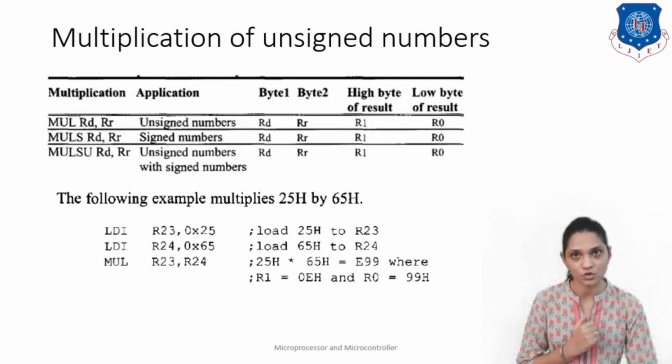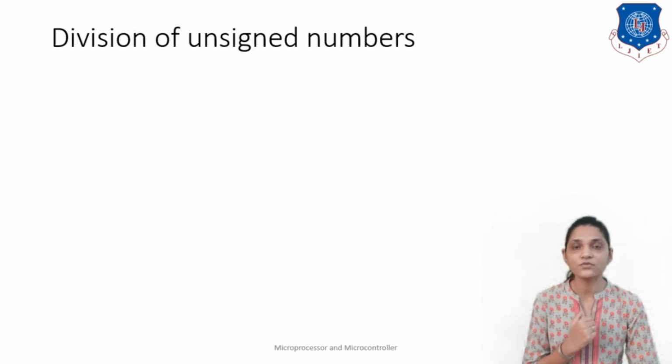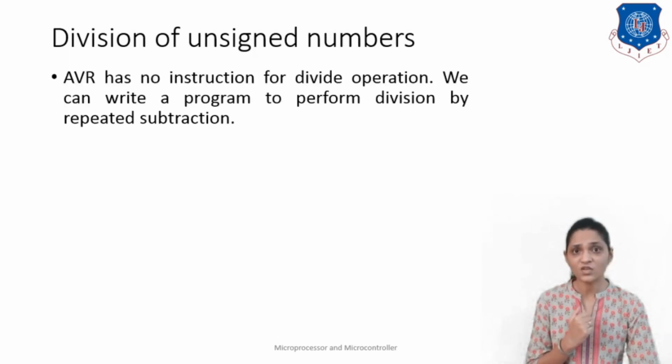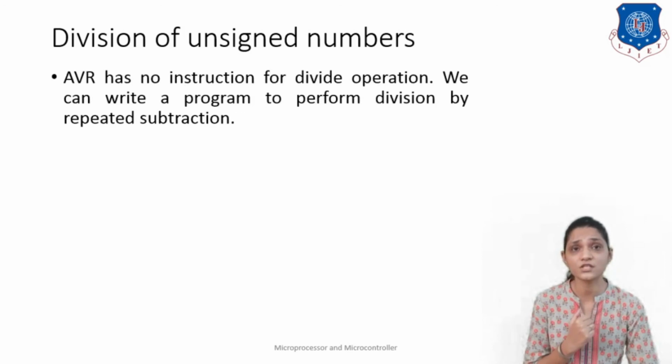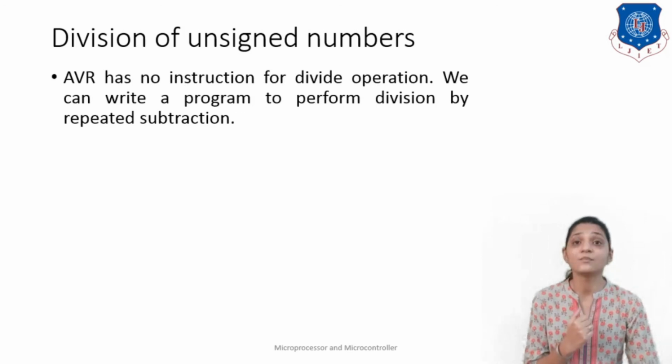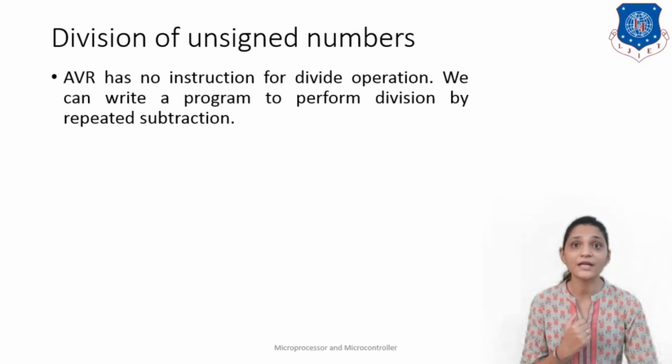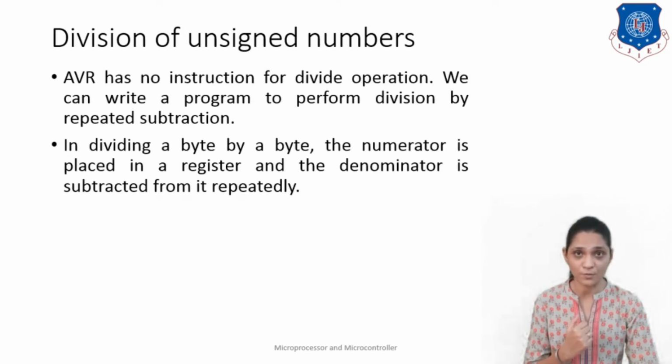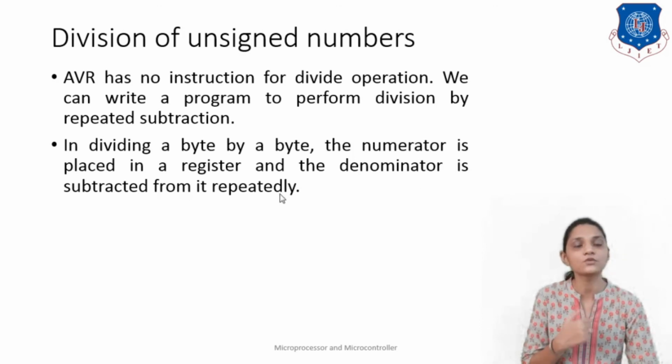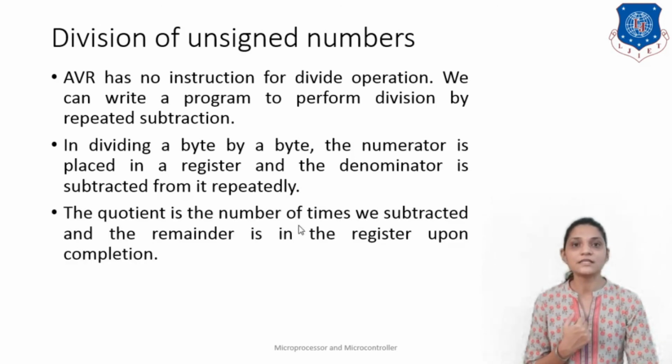Next we will see the division instruction. For division, there is no instruction for the division operation, but we can do this operation by repetitive subtraction. Okay, so in dividing byte by byte, the numerator is placed in a register and the denominator is subtracted from it repeatedly. The quotient is the number of times we have subtracted, and the remainder is the register value upon completion.